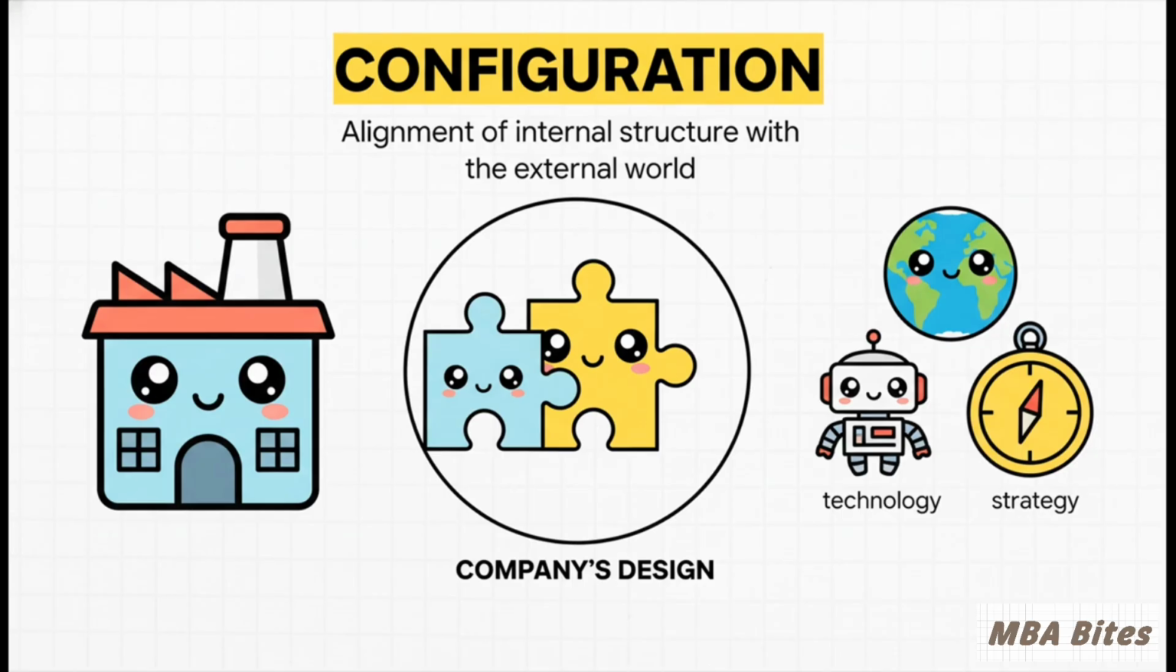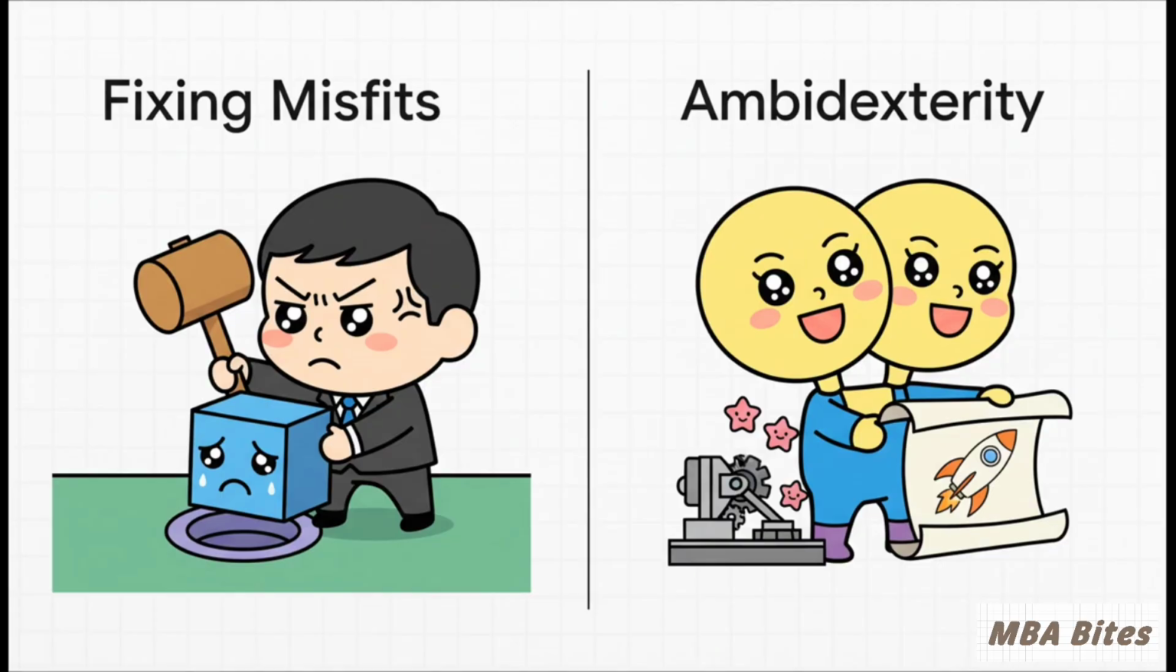It's all about alignment, making sure the company's internal structure actually matches the demands of the outside world, its market, its technology, and its overall strategy. The main goal here is to achieve that perfect fit. But what the research shows is that in reality, managers spend most of their time just fixing misfits, when things are clearly broken. The ultimate challenge, though, is something called ambidexterity.